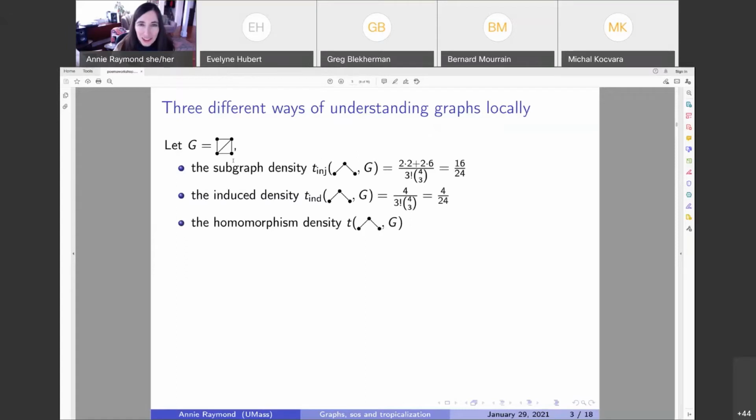So maybe just to make sure we're all on board, in the chat, can all the grad students put how many maps there will be? And it's okay if you get it wrong. So I want to count the total number of maps from the vertex set of my path of length 2 to the vertex set of my graph G.